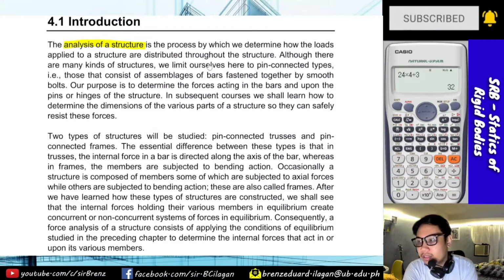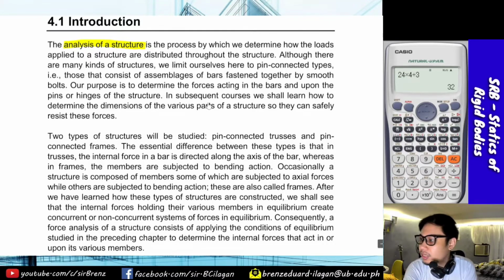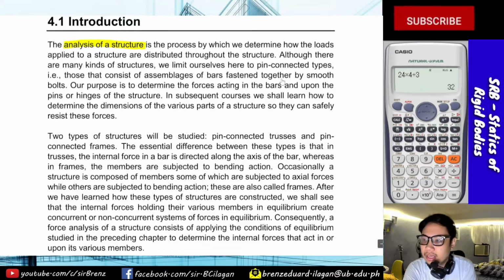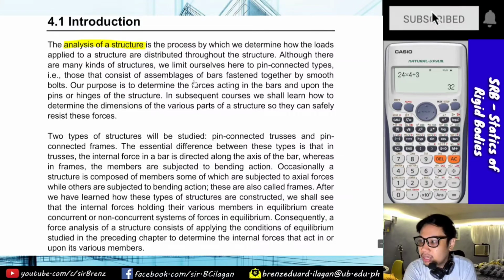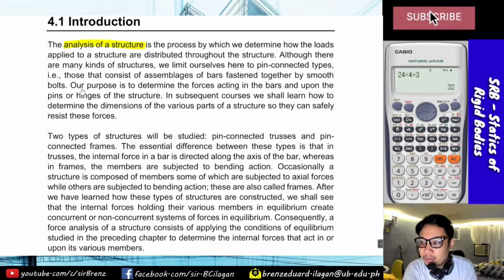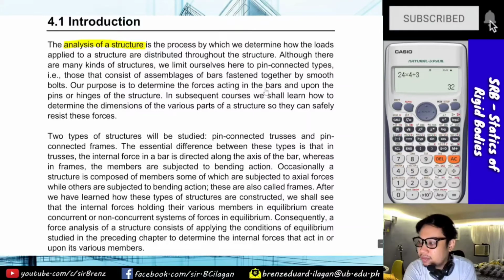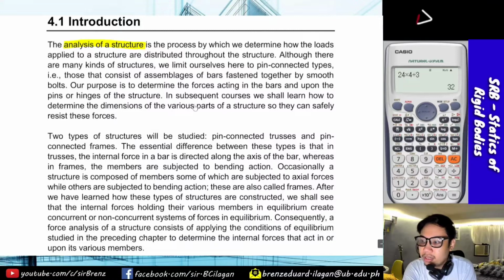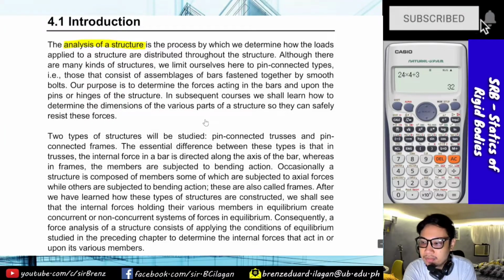Although there are many kinds of structure, we limit ourselves here to pin-connected types. Okay? Those that consist of assemblage of bars fastened together by smooth bolts. So yung mga member mo, sinabi naman dyan kung anong type ng connection siya. So yan ay pin-connected and it is fastened together by smooth bolts. Our purpose here is to determine the forces acting in the bars and upon the pins or hinges of the structure. In subsequent courses, we shall learn how to determine the dimensions of the various parts of a structure so they can safely resist these forces.